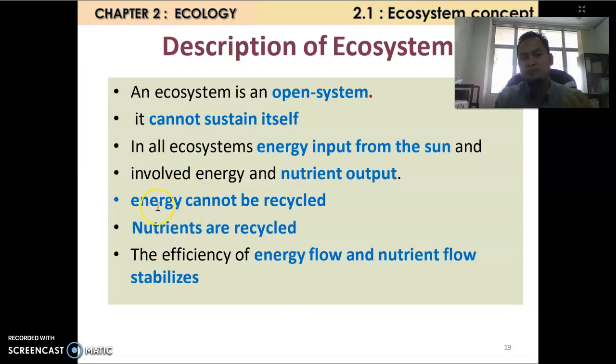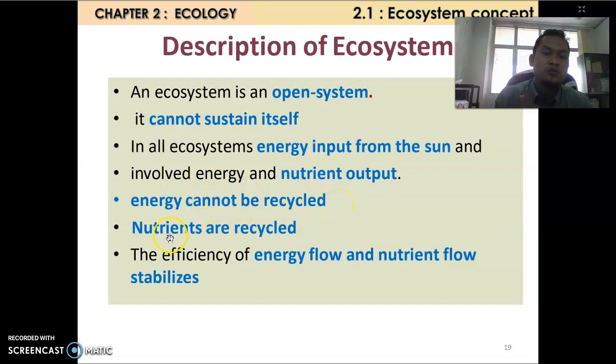Energy dalam ekosistem, we require energy. The source of energy saya dah bincangkan tadi bahawa it comes from the sun. So energy from the sun goes to the producer by the process of photosynthesis. Producer is consumed by consumer, and producer and consumer both die, and then they are decomposed by decomposer. So energy ini tak boleh berpatah balik. They occur in one way direction. So energy cannot be recycled.